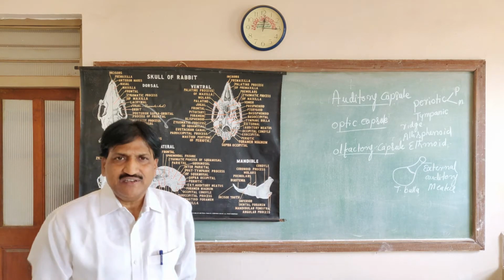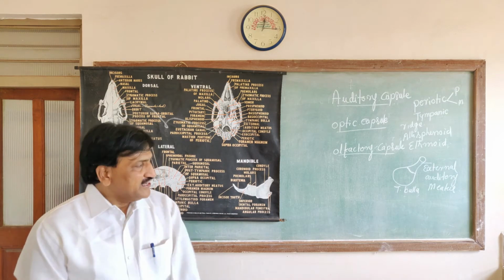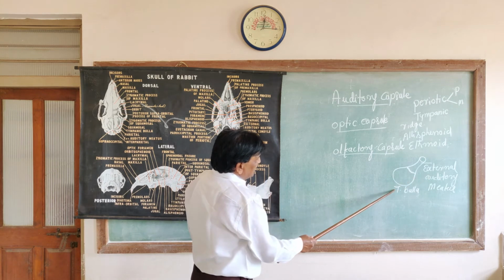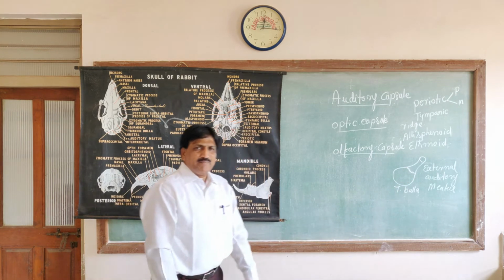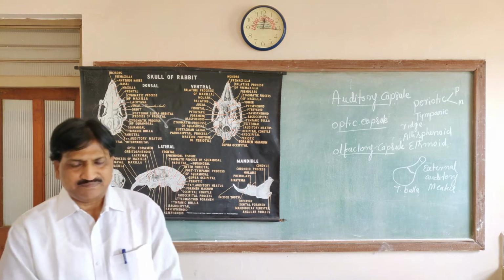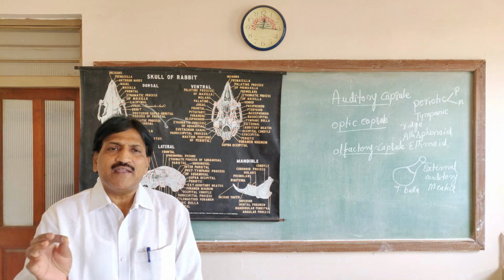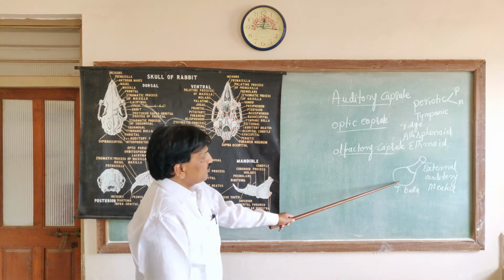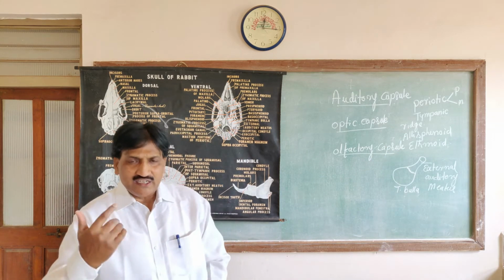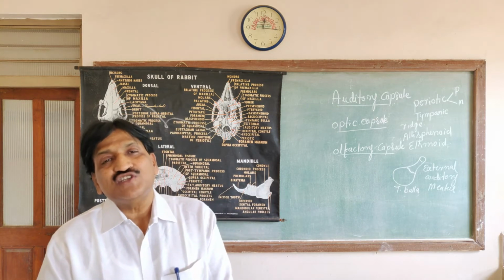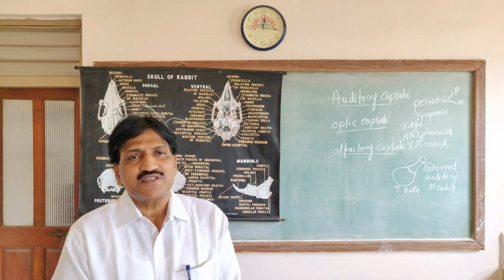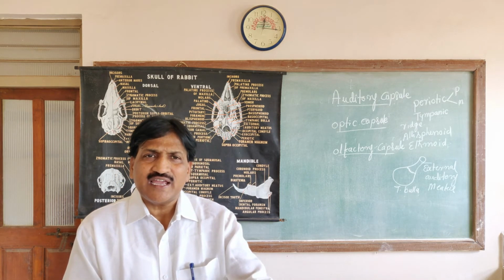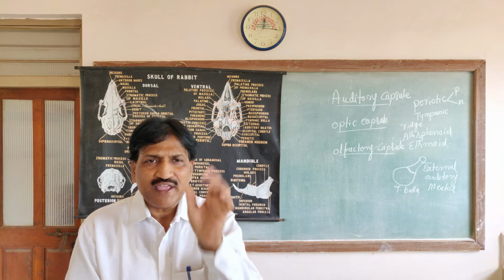In the living condition, at the junction of the external auditory meatus and tympanic bulla, there is a membrane called the tympanum or eardrum. The swollen part, the tympanic bulla, also contains the ear ossicles: malleus, stapes and incus. That is the end of the auditory capsule.